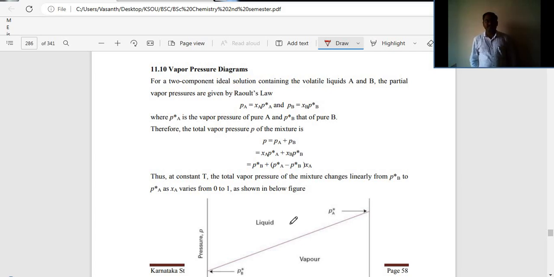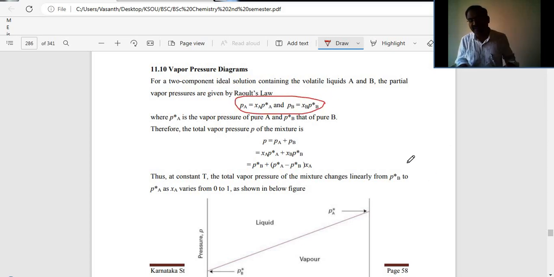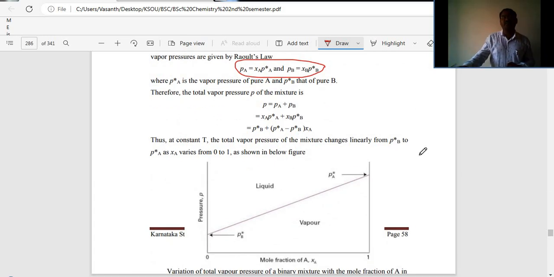Next we have to discuss some diagrams of this vapor pressure. Here in that vapor pressure we consider two components, ideal solutions containing the volatile liquids A and B. The partial vapor pressures are given by Raoult's law. Here PA is equal to XA into PA naught and PB is equal to XB into PB naught. Consider the total vapor pressure P of the mixtures. P is equal to PA plus PB.